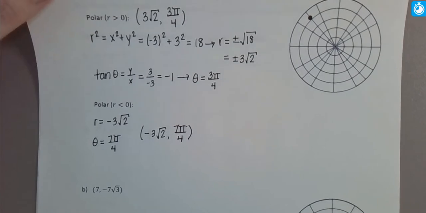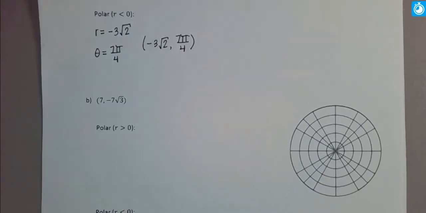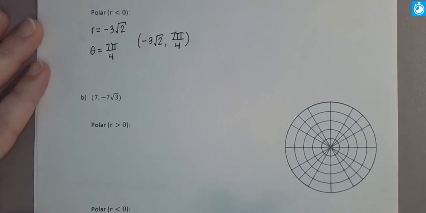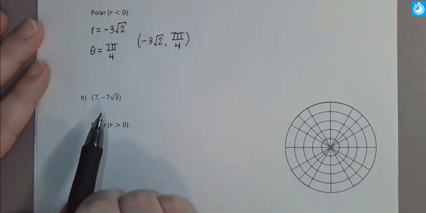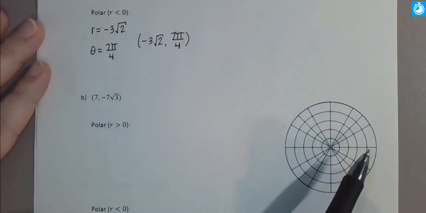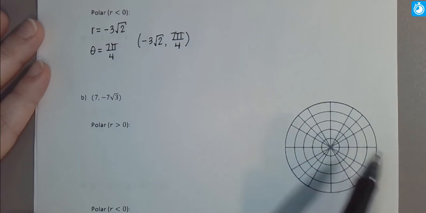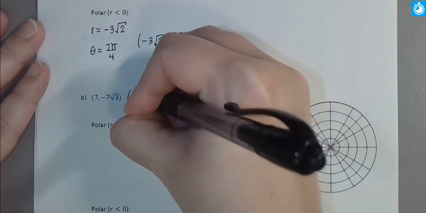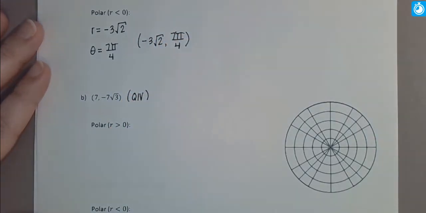Okay, let's try another one. So 7 and negative 7 root 3. Well, first off, where would that point be located? So x is positive, y is negative. That means this would be something in the 4th quadrant. So when we find our polar representations, they need to graph as points in the 4th quadrant.